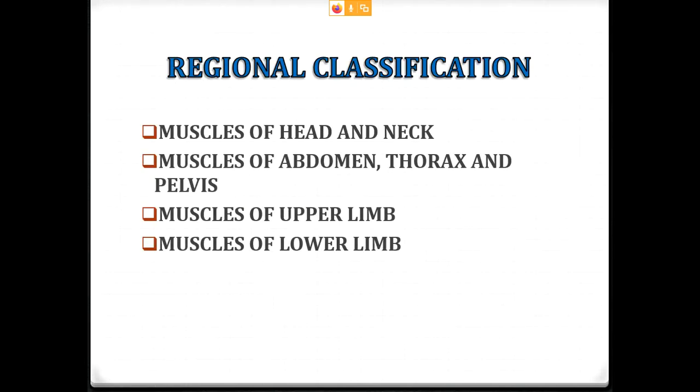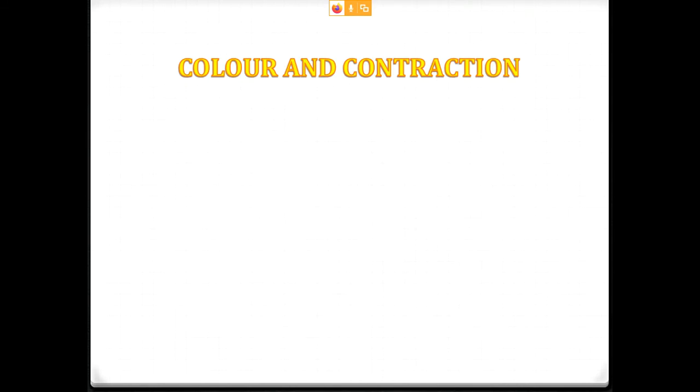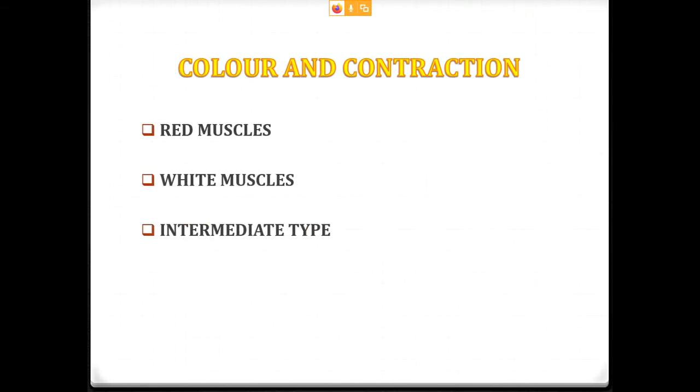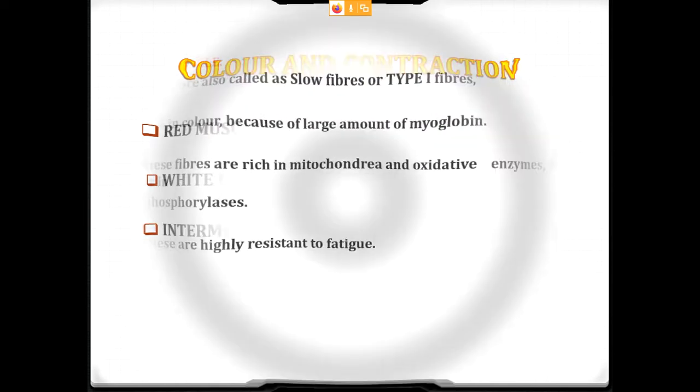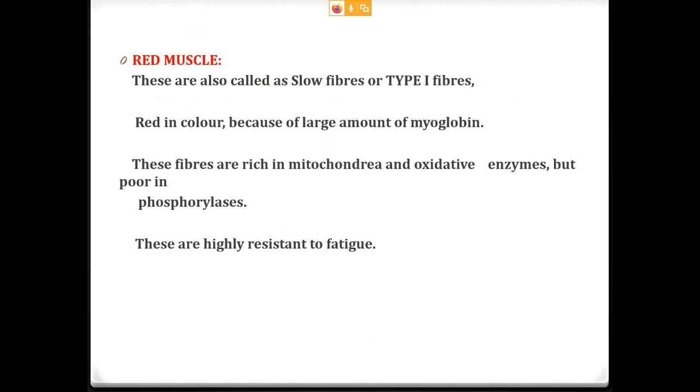Then coming to the regional classification. According to the regions of the body, the muscles have been divided: muscles of the head and neck, muscles of the abdomen, thorax and pelvis, muscles of the upper limb, and muscles of the lower limb. Then coming to color and contraction. Some muscles are red in color. They are red muscles, white muscles, and intermediate muscles. Let us see what the red muscles and white muscles are. So one is red muscles.